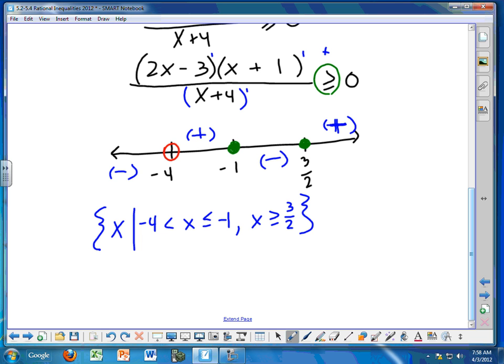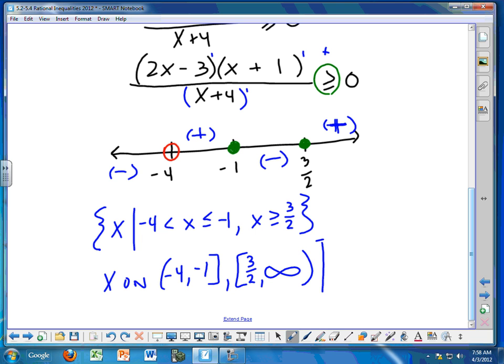And then, of course, in interval notation, x on, in this case we would write a parenthesis for the -4, and then the -1 gets a bracket, comma, bracket, 3/2 to infinity. Now that is a very strange looking interval notation, but that's correct for those values.